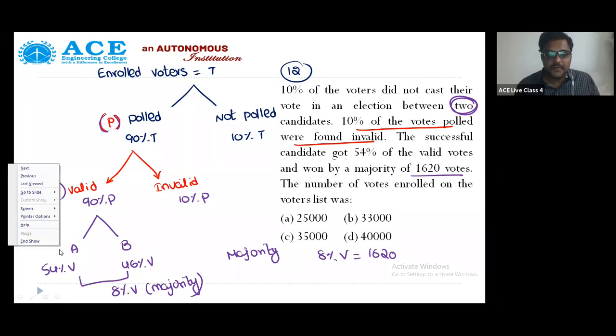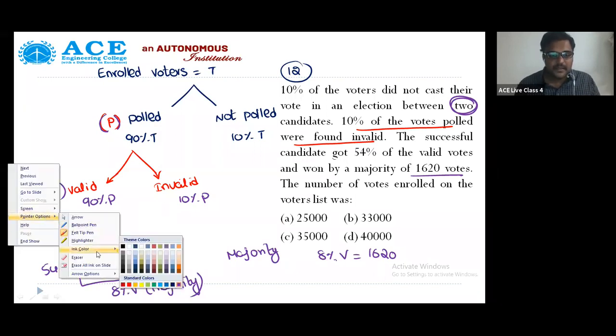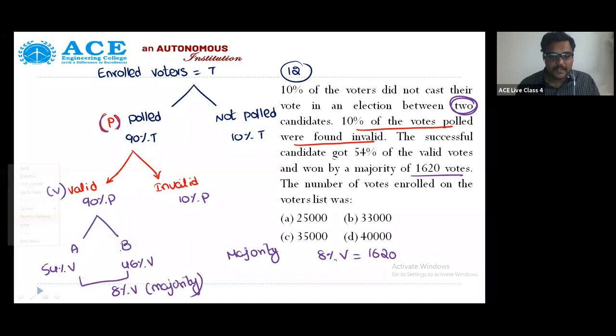Majority is nothing but 54 and 46. The difference between those two is nothing but 8%. We can clearly see this. Yes, 8% of the candidates got majority, 8% of valid votes. Okay.